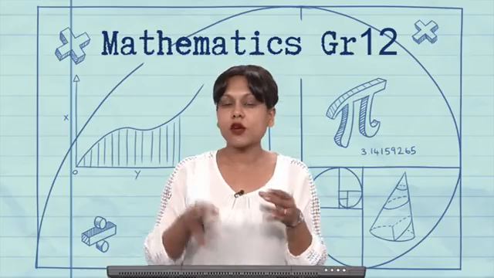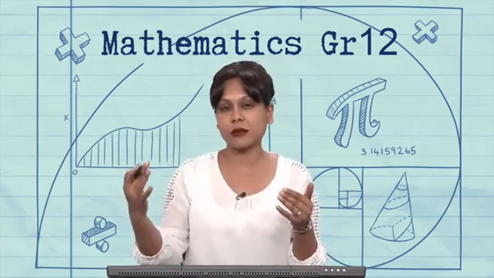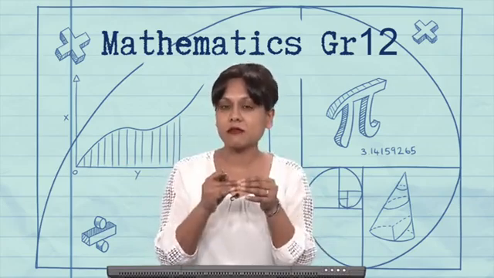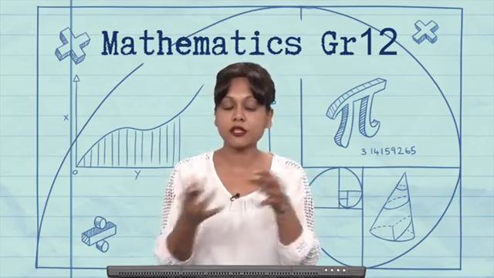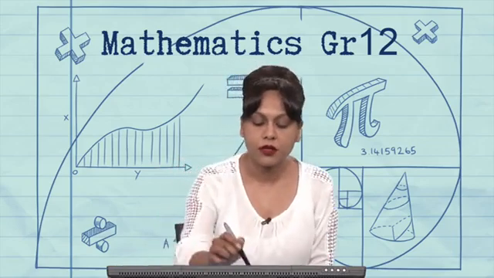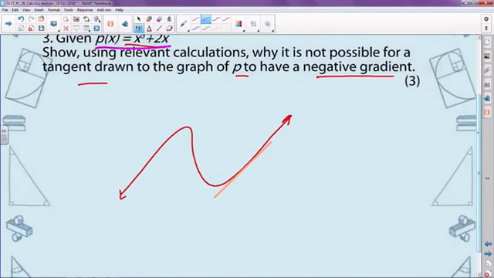Well, guys, remember that when the tangent meets your cubic function, or any function for that matter, the tangent and the graph meet at the same point and they have the same gradient. Okay, so your tangent and your graph are going to have the same gradient at the point of contact. And in calculus, how do we find the gradient of any graph or any function? We have to find the derivative. So to show that the tangent drawn to this graph will not have a negative gradient, all I've got is the function p. I know that p of x is equal to x cubed plus 2x.